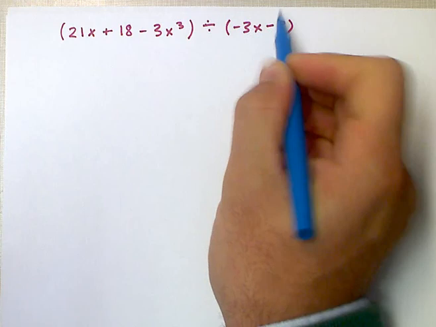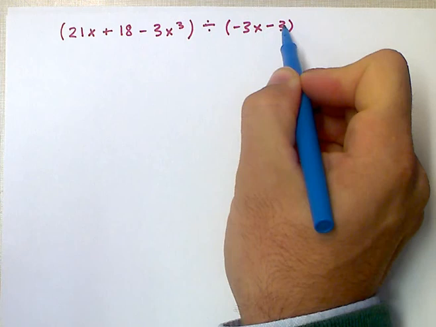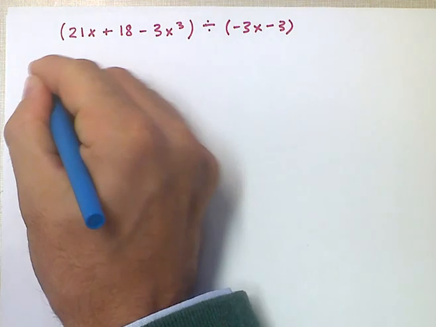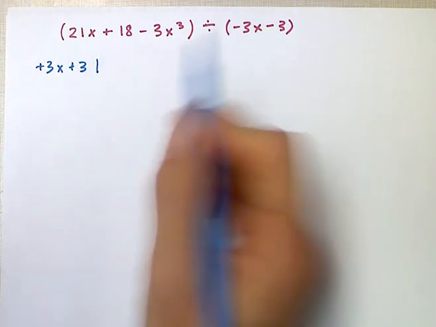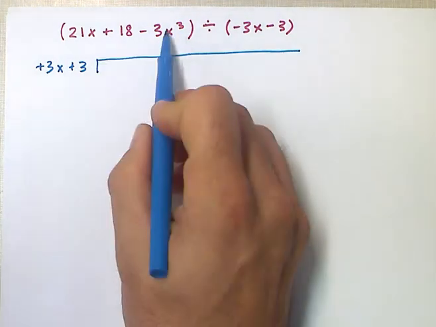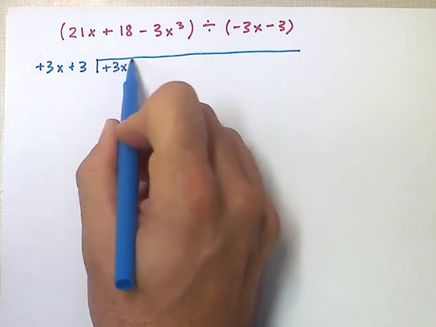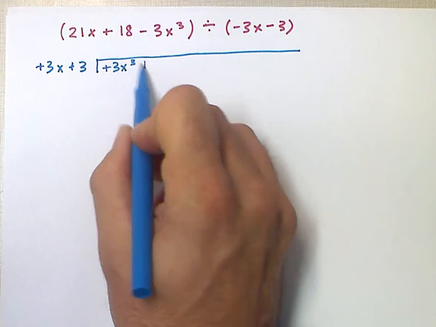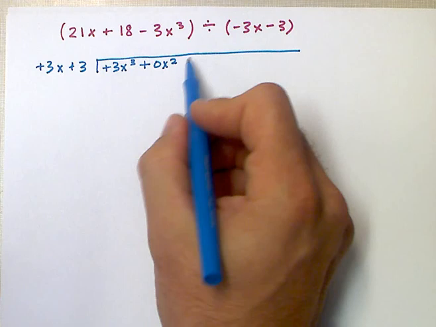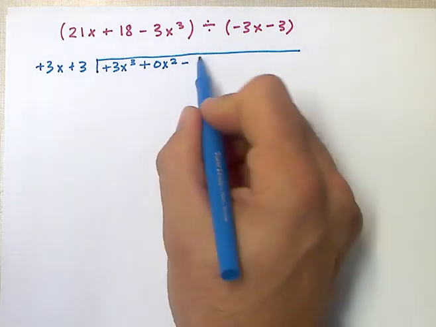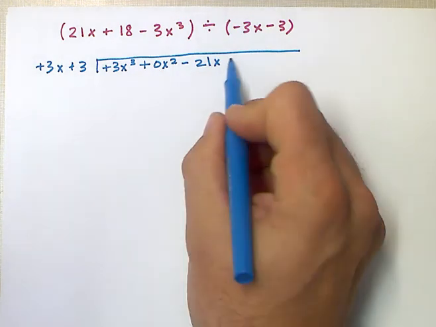you can change the signs of everything in this problem here, making this a positive 3x plus 3. Making sure things are in order too, plus 3x squared, or 3x to the third. You're missing the x squared, so you're going to hold a place value. And then you have the positive 21x, which will now become a negative 21x. And then you have the 18, which was positive, which will now be negative 18.